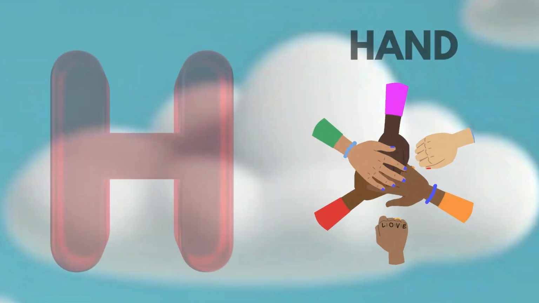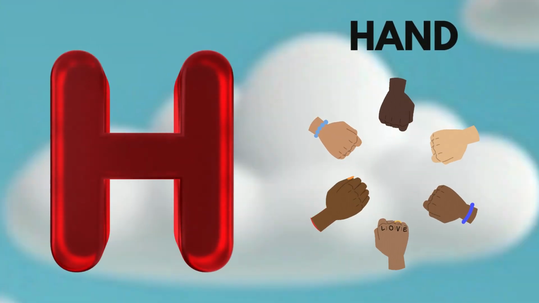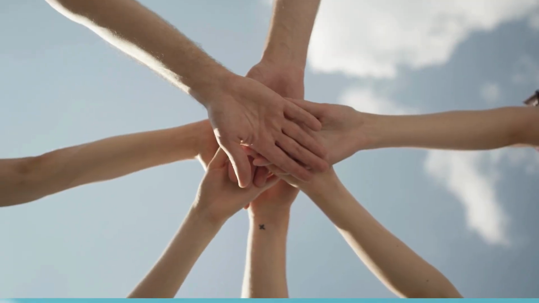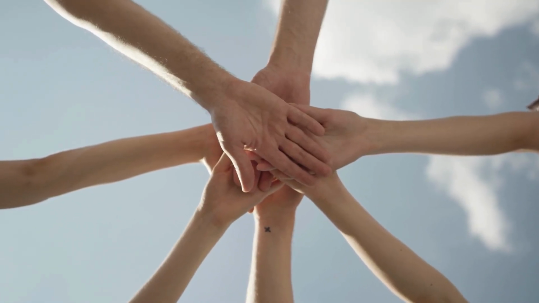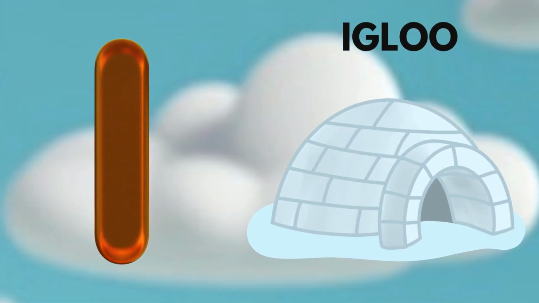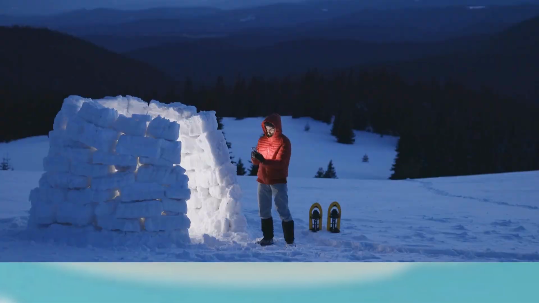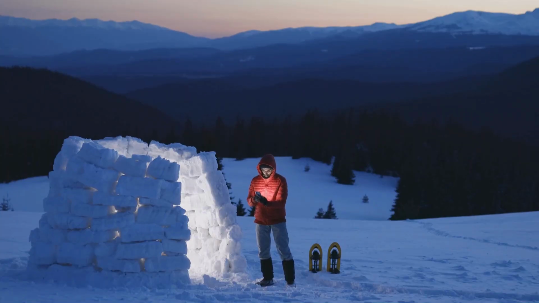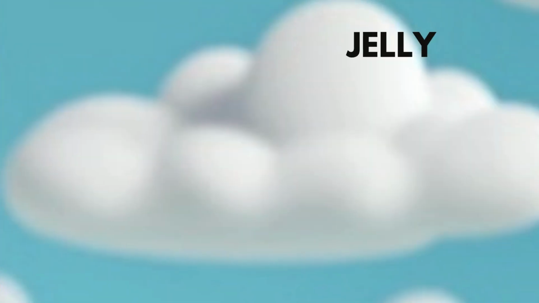Glasses. G, glasses. H is for hand. Hand. H, hand. I is for igloo. Igloo. I, igloo. J is for jelly.